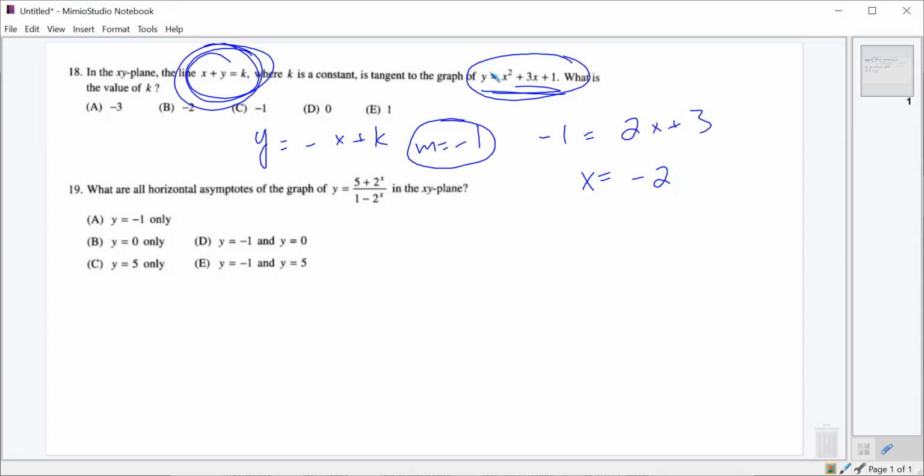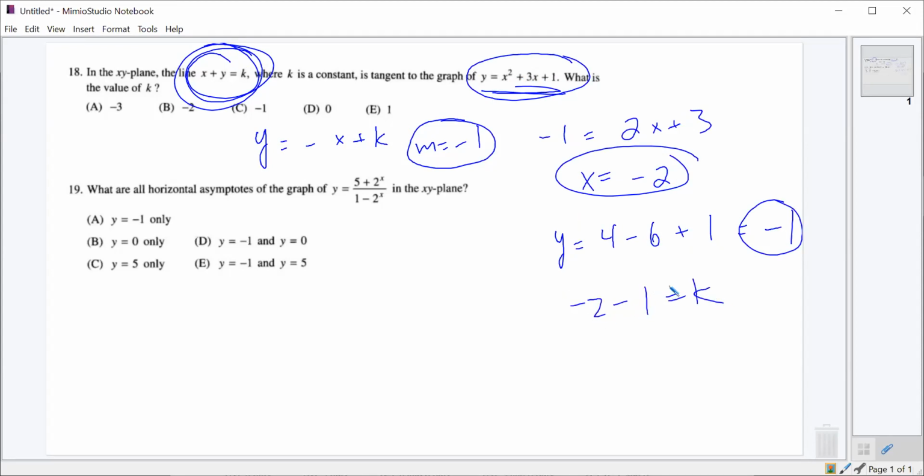And if x is equal to -2, we should be able to figure out what y is equal to. If x is -2, y is 4 minus 6 plus 1. If I just plug in -2 to this, which is -1. So if x is -2 and y is -1, we should know that -2 minus 1 equals k, or k is -3.